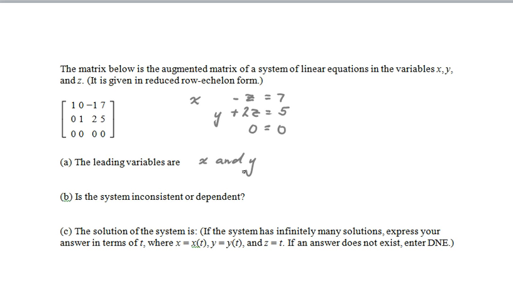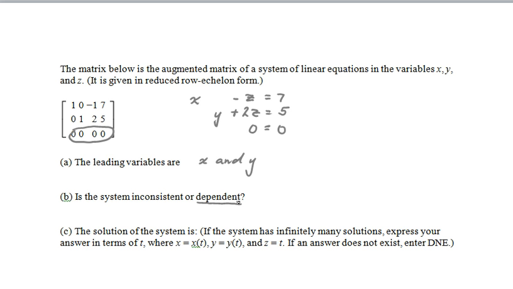Now, it does not have to be either of those, but this time it is, because there is a tautology. This last line has all zeros, which means that we get the equation 0 equals 0, which is always true. And so there are an infinite number of solutions. The system is called dependent because instead of requiring 3 equations to define the solutions, only 2 are necessary.